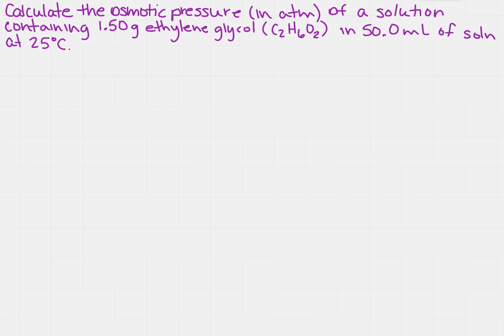So what is the formula for osmotic pressure? Well, I have a capital pi sign equals capital M, capital R, capital T. So capital M is molarity, R is a constant, and T is the temperature, so at 25 degrees C, in Kelvin. Okay, so let's get started.